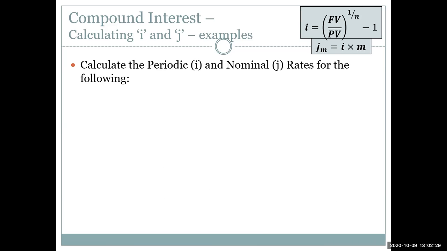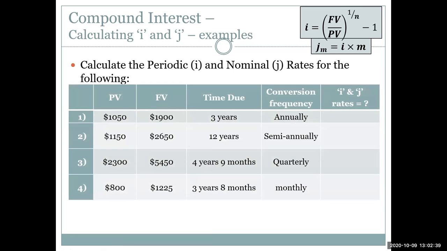Let's do a couple of examples here where we're doing the calculations. We want the periodic and nominal rates for the following examples. So we have four of them that we're going to do on the next slide one by one. You can notice we have different present and future values, the time period that's due, and our conversion frequency, or our number of periods per year, okay? And we want the I and the J.